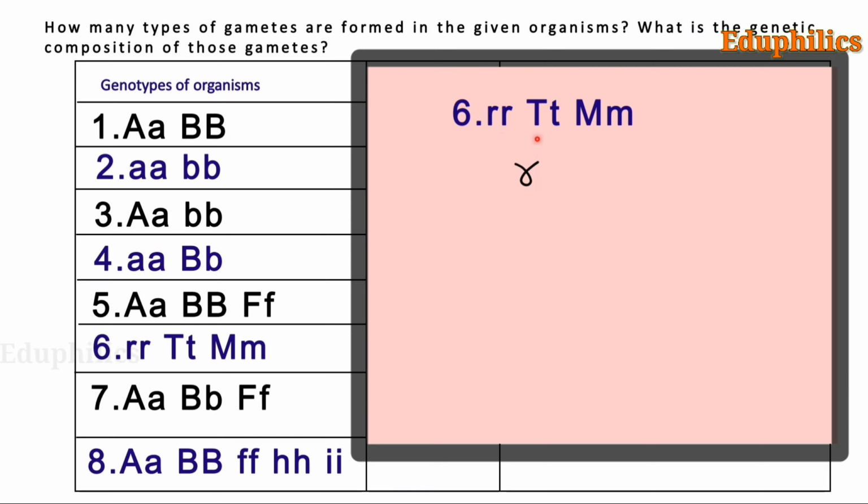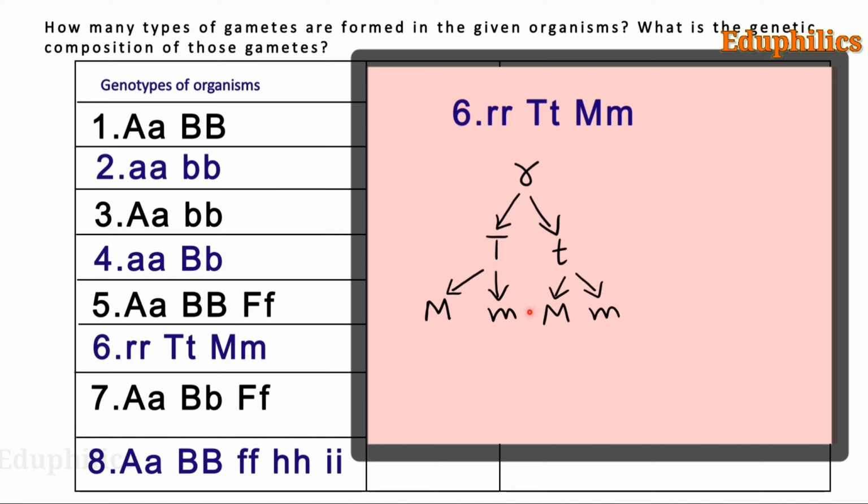In the second pair of alleles, capital T and small t are not similar. So we are going to write two branches. Capital T and small t. In the third pair of alleles, capital M and small m are two different alleles. So two branches. Capital M and small m. Here also capital M and small m.